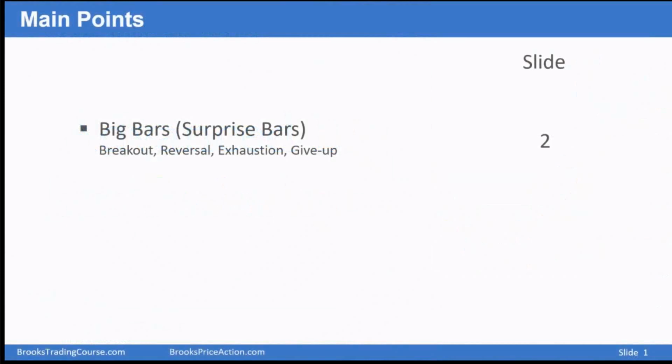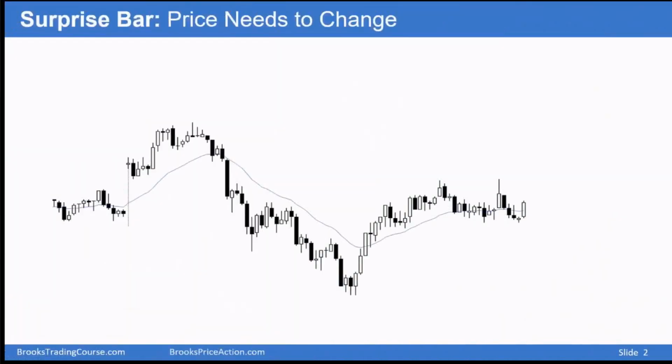What I'm talking about are surprise bars. Whenever you see a big bar, something has happened that is telling you that the price is probably wrong. A big bar can be a breakout, it can be a reversal, it can be a measuring gap, it can be an exhaustion bar, or it can simply be a pause, a give up in a trend causing a two-legged pullback. A big bar tells you that the price needs to change. The price is probably wrong.